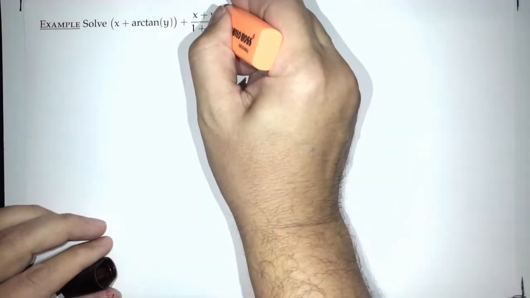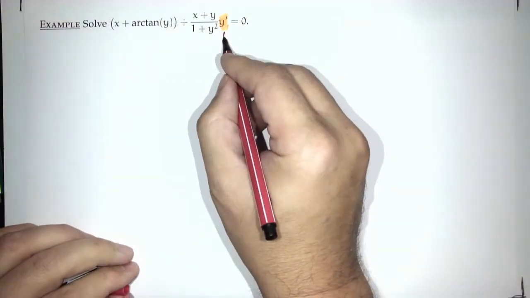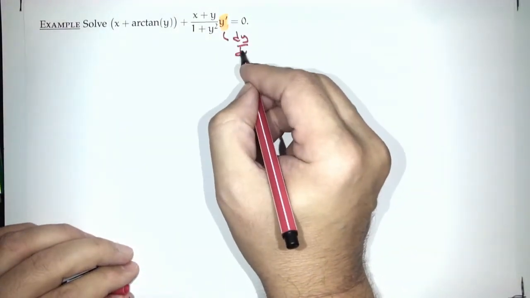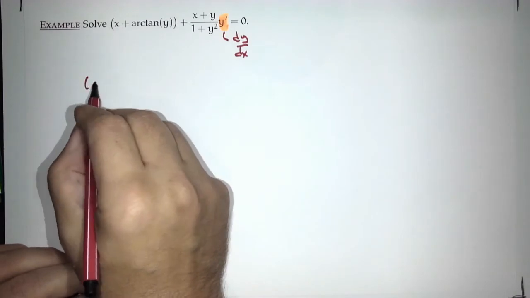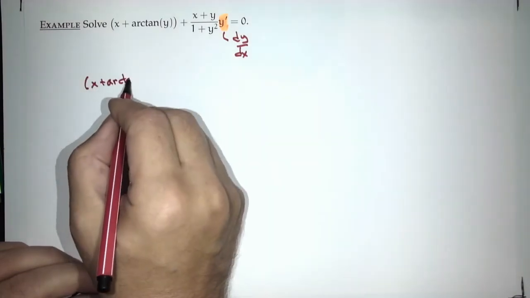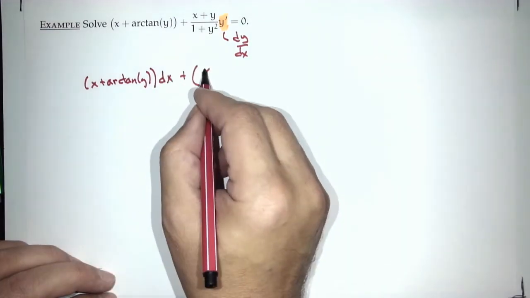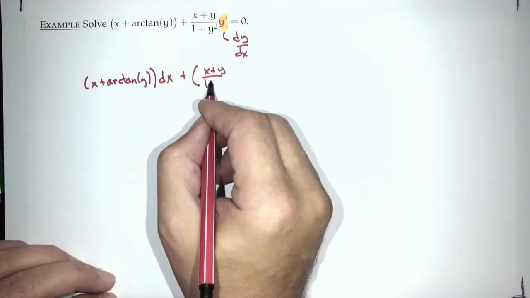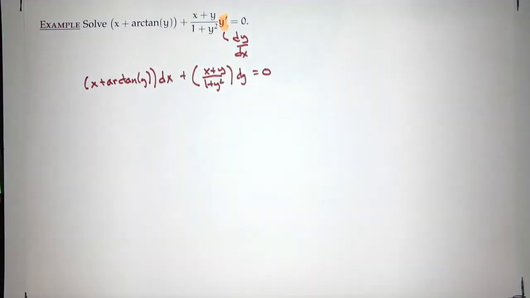You don't like it now because there's no dy dx, but how do we think of our y prime? Yeah, we think of this as dy over dx. And let's just imagine we split it. So this really is x plus arctangent of y dx plus this other stuff, x plus y over 1 plus y squared dy equals 0. So we can go from something with y prime into this sort of differential notation.